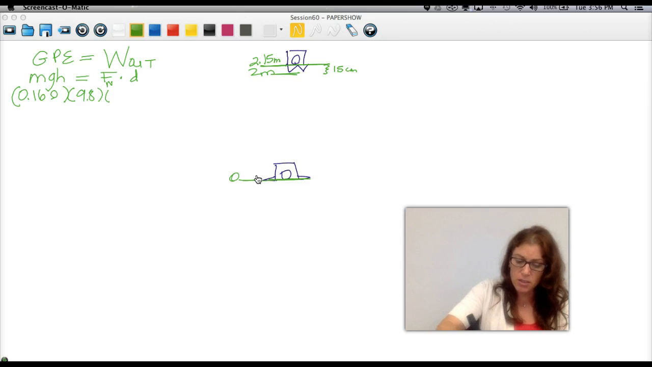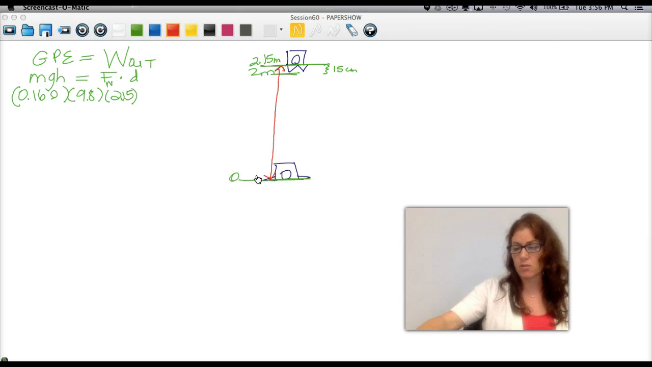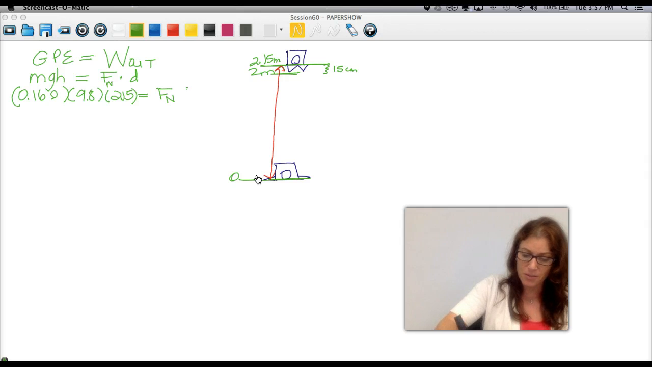But now the distance is 2.15 meters because we're measuring from where the bottom of the egg carrier is all the way to the ground. Okay, that's the distance you need this time. So make sure you're consistent with this. I actually have done that wrong a couple times and had to go back and fix it.